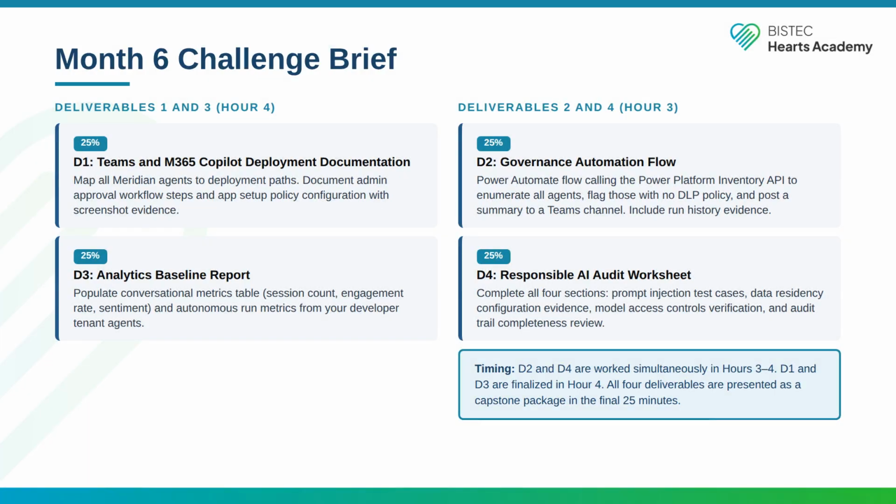4 deliverables form the Capstone package for month 6, each weighted equally at 25% of the assessment. Deliverable 1 is the Teams and M365 Copilot deployment documentation. You map all Meridian agents to the correct deployment paths, building on the case study work from hour 1.